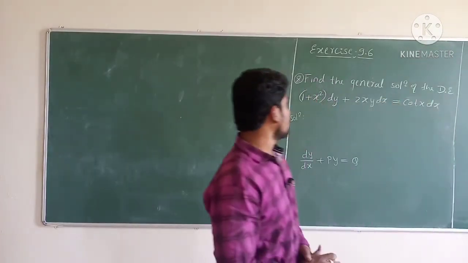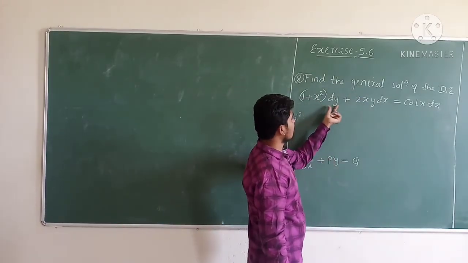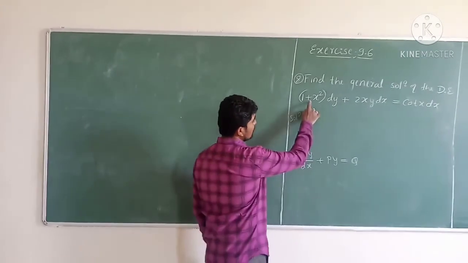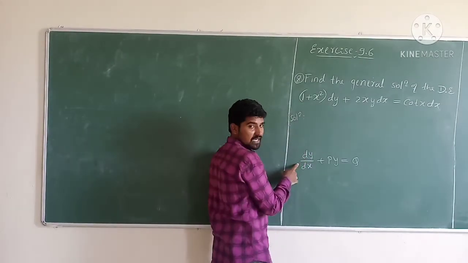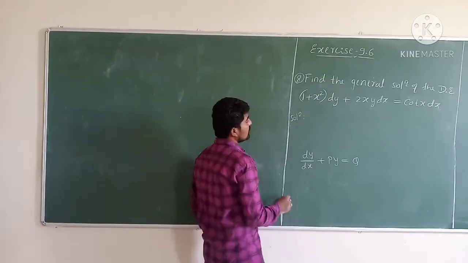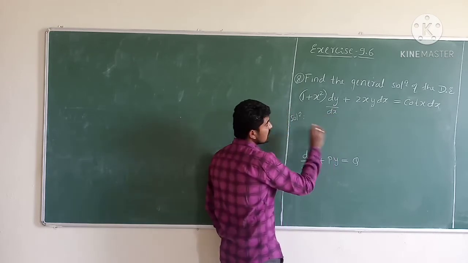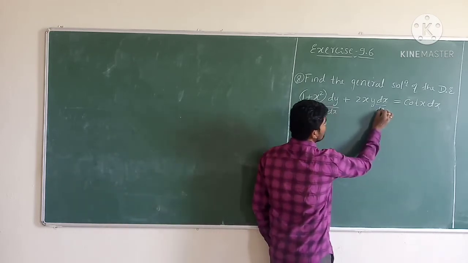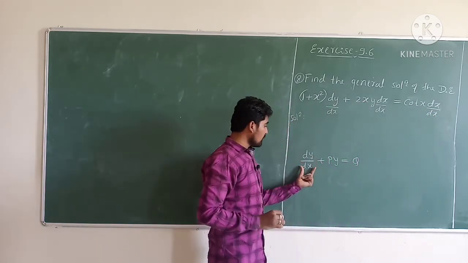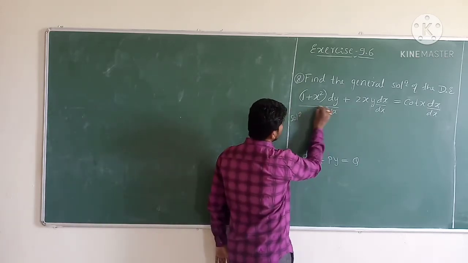So now the eighth question is: find the general solution of the differential equation (1 plus x square) dy plus 2xy dx is equal to cot x dx. First we need to convert this given differential equation into the standard form dy by dx plus py is equal to q. Therefore we need dy by dx, so first divide throughout the given differential equation by dx. Then the coefficient of dy by dx will be equal to 1.